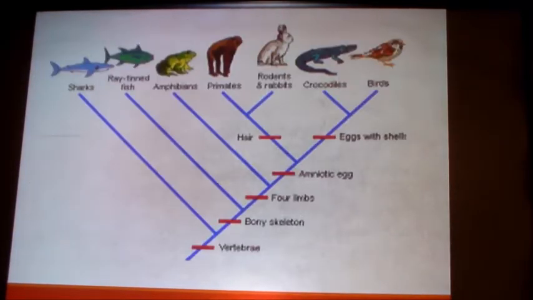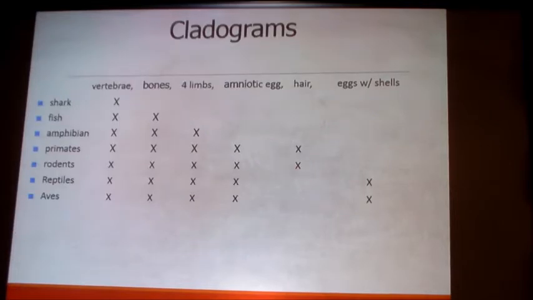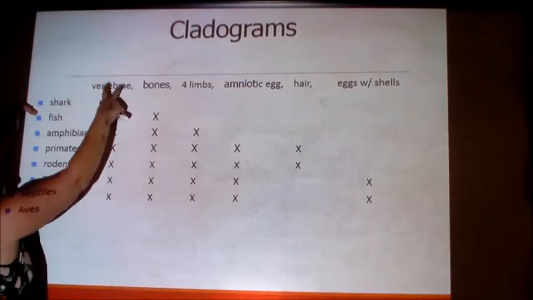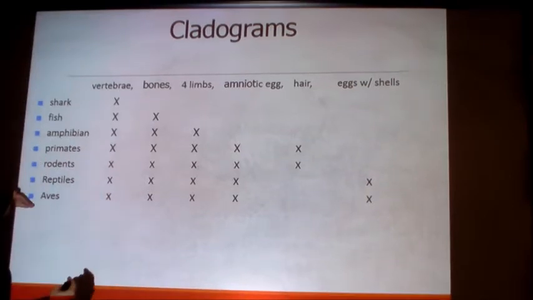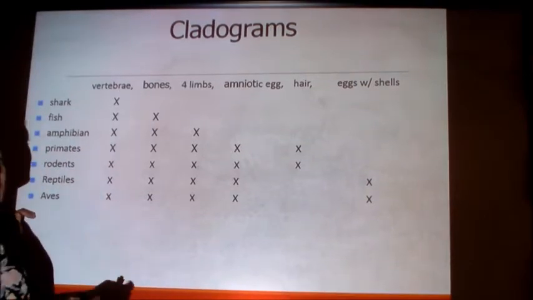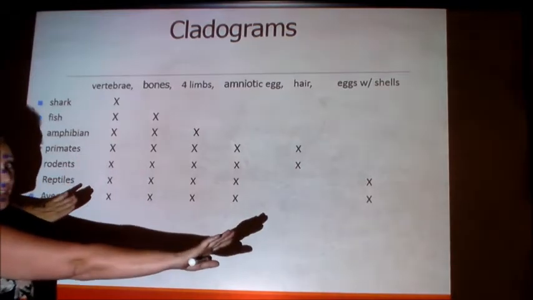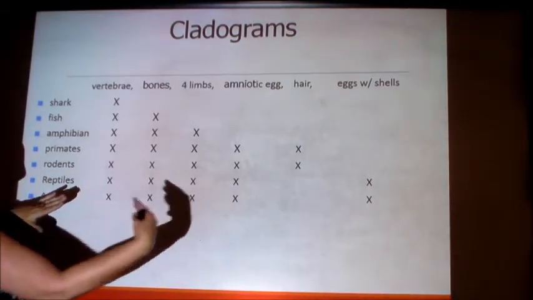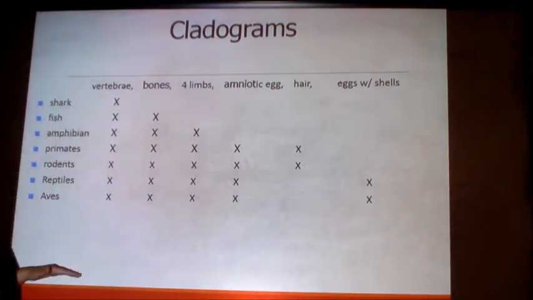All right, so this is what a cladogram looks like once it's done. This is what a cladogram looks like before you do it. All right, so I see that everything has a vertebrae. All right, everything on this list, all these animals have a spinal cord. So we're not talking about the other phylum of animals, ones that don't have that. We're just talking about the ones that do.